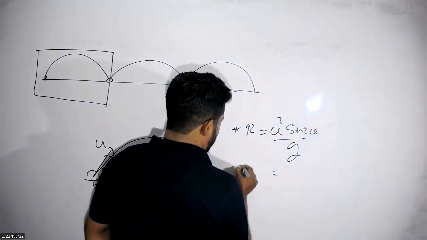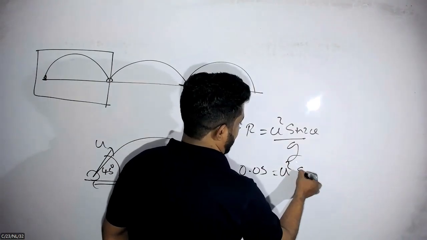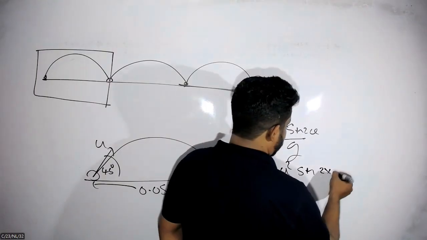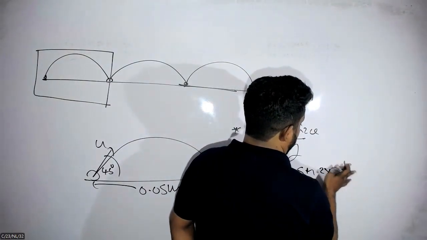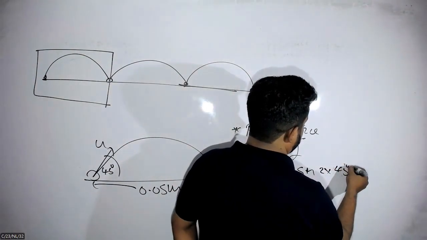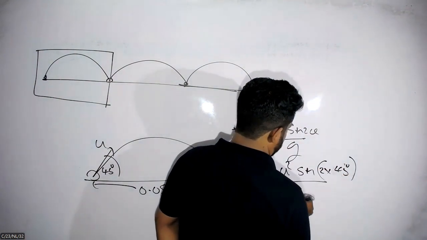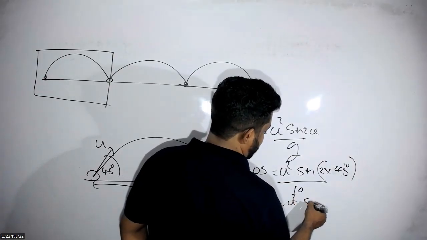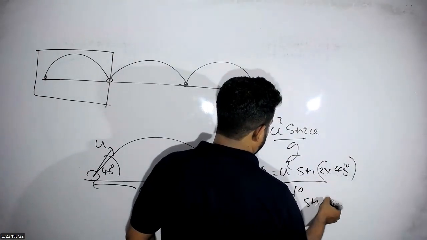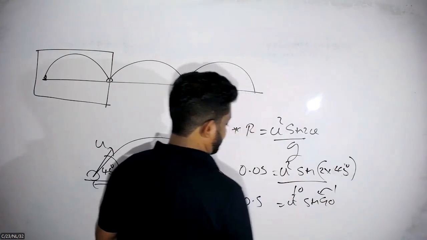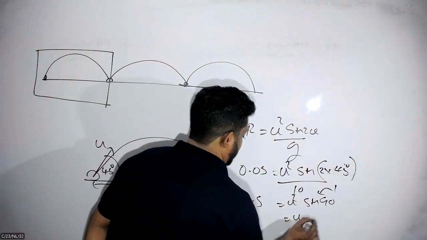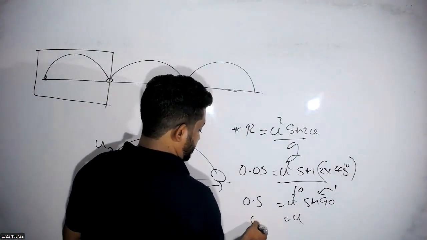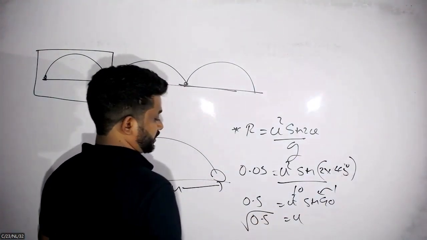Right? Range is 0.05, U squared. To obtain maximum horizontal displacement, this angle should be equal to 45 degrees, over g which is 10. Then 0.5 is equal to U squared sine 45 into 2, sine 90 is 1. Then you can obtain the velocity of the insect, which is the square root of 0.5.